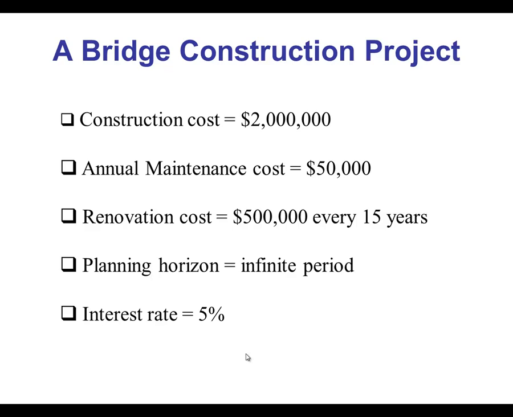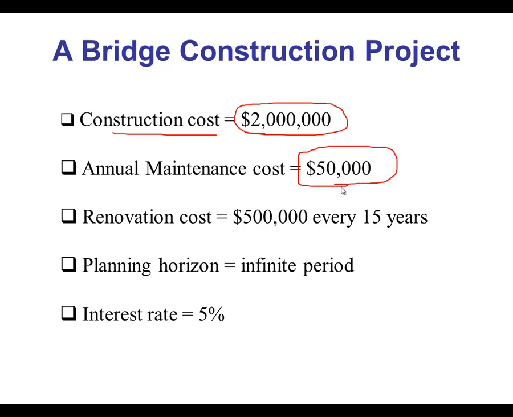Let's look at another example. In this example, we have a bridge construction project that will cost $2 million. After the bridge is built, now already constructed, I have maintenance, and the annual maintenance for this bridge will be $50,000.